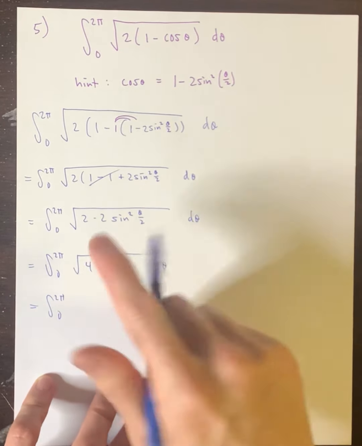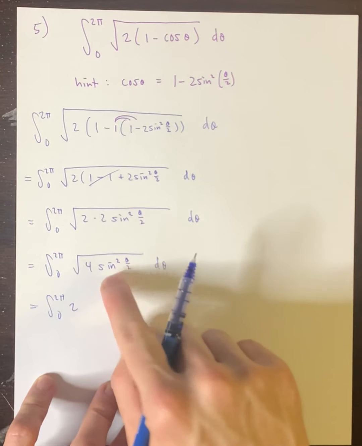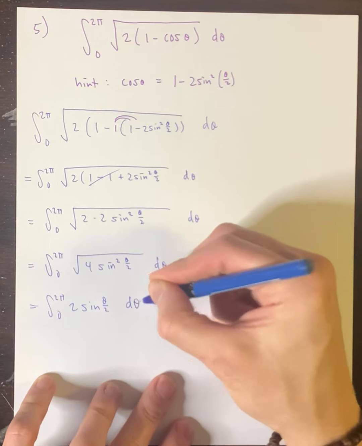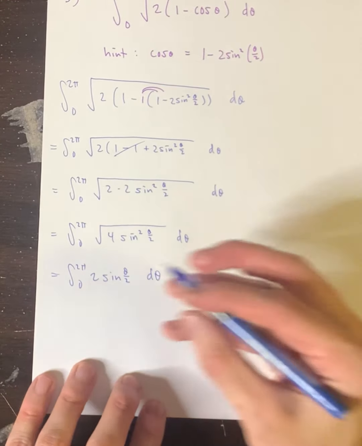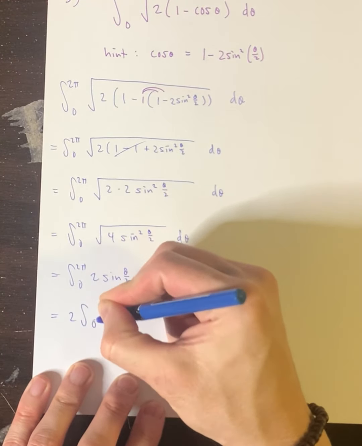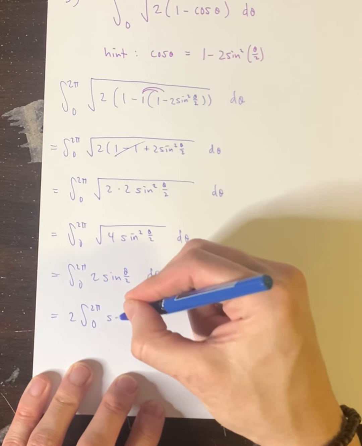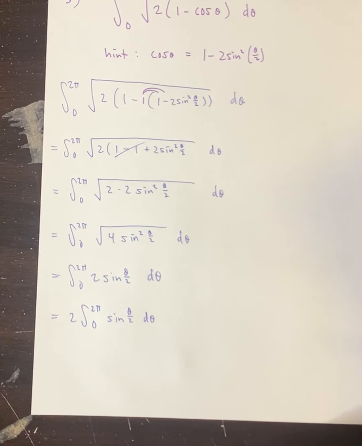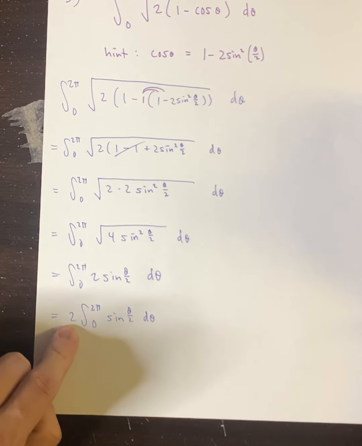So look, the square root of 4 is just 2. The square root of sine squared is just sine. Keep your theta halves the same. If you want, we can pull out the constant to the front. Let me be less sloppy. And we have sine of theta halves d theta. So look, the 2 just goes along for the ride.